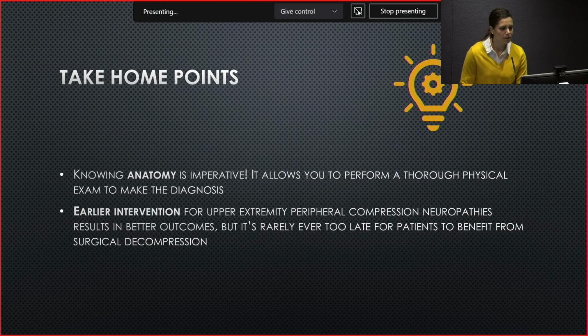So, in conclusion, anatomy is the foundation to being able to perform a thorough physical exam and make the correct diagnosis. And remember that it's rarely too late for patients to benefit from surgical decompression, especially in carpal tunnel syndrome.